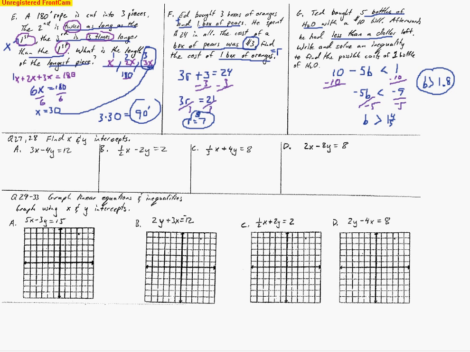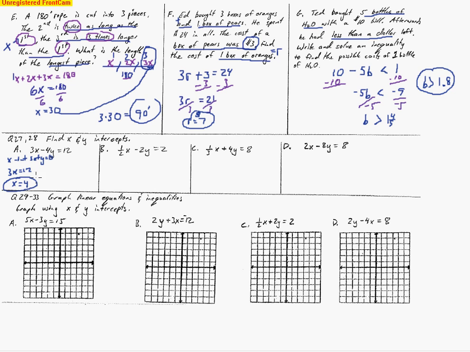Well, let's take a look at another one here. Questions 27, 28 are finding x and y intercepts. So remember, to find the x-intercept, you're going to end up setting y equal to 0. And so when you do that, you're going to cover up the y term, and all you've got left is 3x equals 12. So you solve, and divide by 3, x is 4.